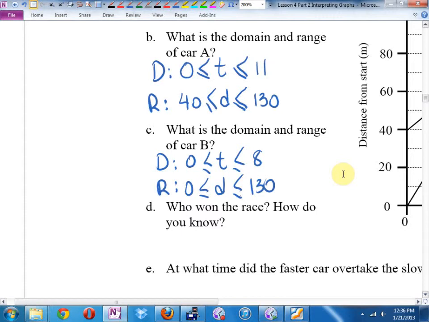B. B? Convince me. They went the distance in very less time. Exactly how much time? B finished in 8 seconds.